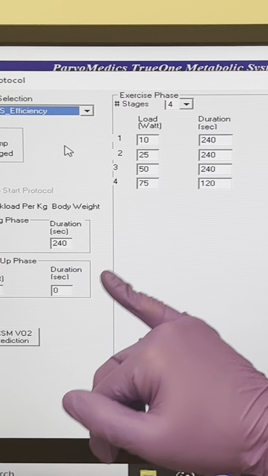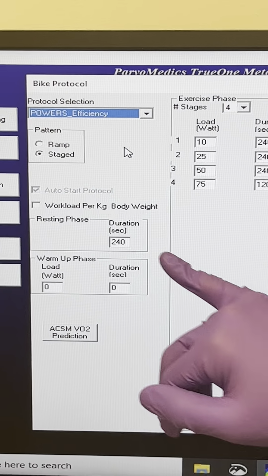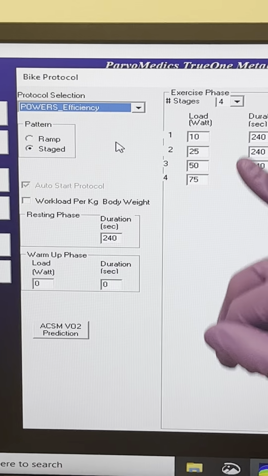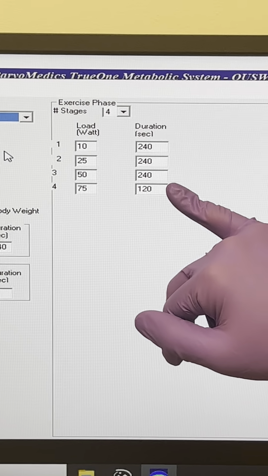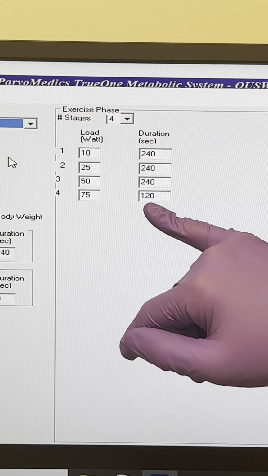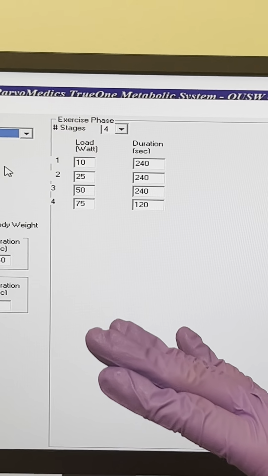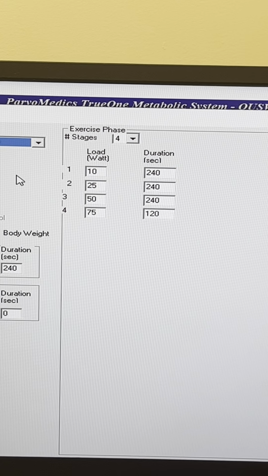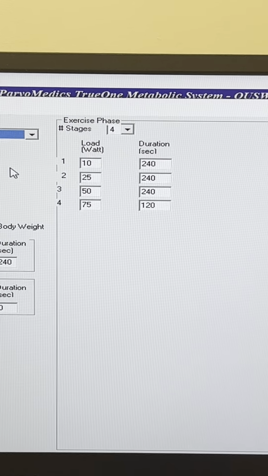There should be a 4-minute warm-up phase. This is all in seconds, so 4 times 60, 240. 4 minutes of 10, 25, and 50 watts, and then 2 minutes of 75 watts. This is all in the MOP. If you ever forget, just refer to the MOP. Make sure that this is good.